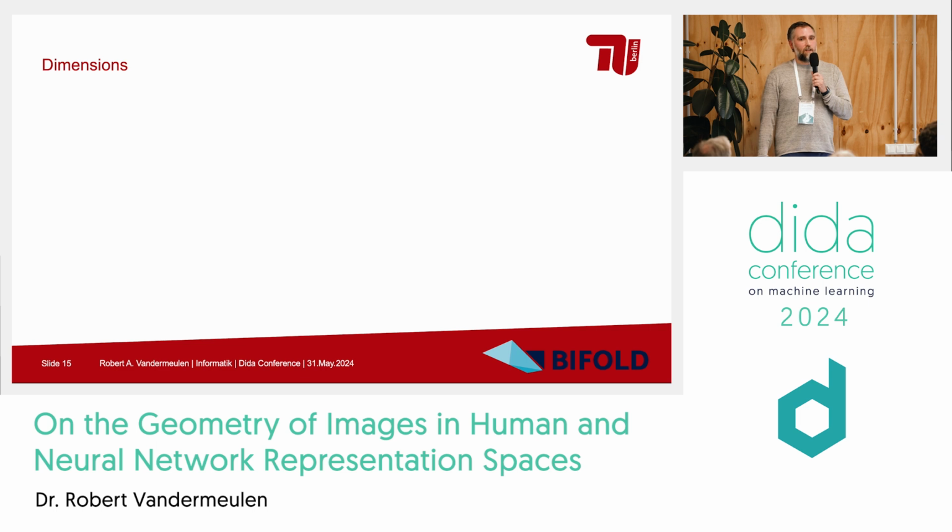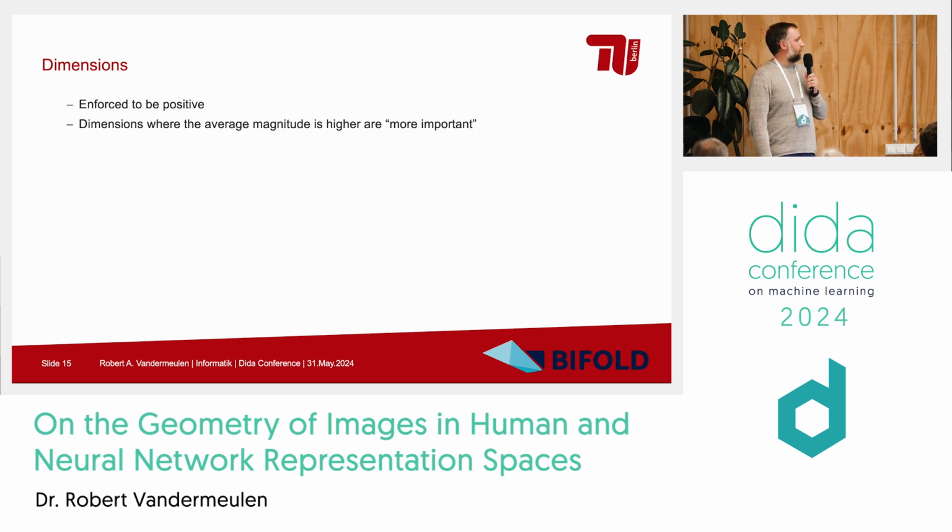Okay, so let's get a little bit more interesting. What are the dimensions that humans find important for understanding objects? These are all, again, enforced to be positive, and dimensions where the average magnitude is higher are more important. So I can sort all the dimensions by their average magnitude. Dimension 1 has the highest average magnitude. Dimension 44 has usually the smallest magnitude.